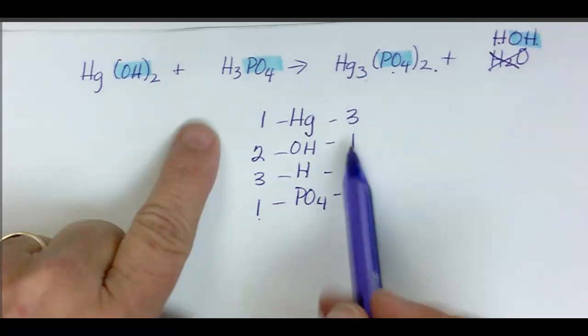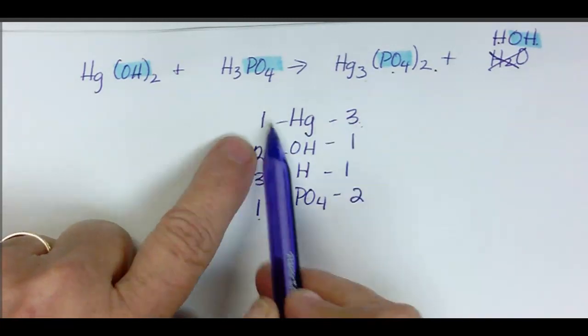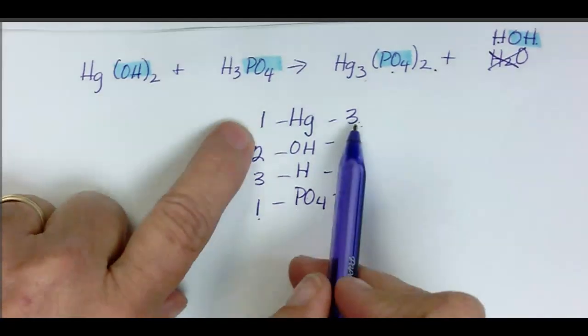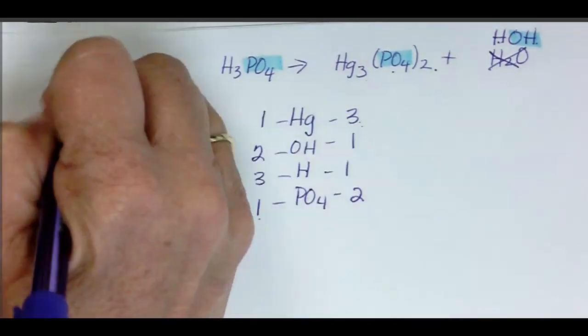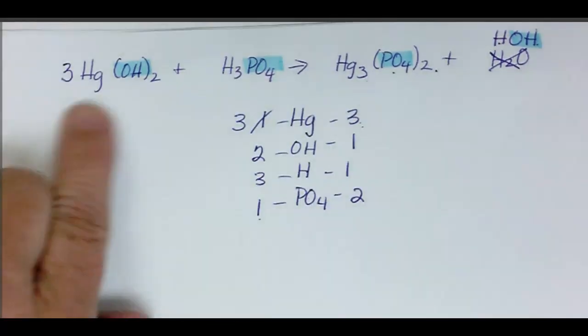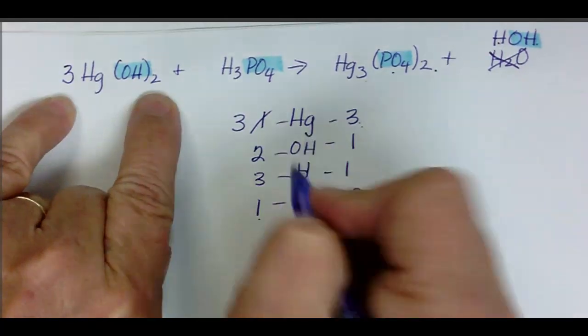So let's just start with mercury. I have 3 mercuries here. I'm going to show you, because like I told you, some people just start at the top and work down, so we'll just do it that way. So 3 mercuries here, that means I'm going to need 3 here. And when that does that, that's going to change my hydroxides. So I now have 6 of those here.